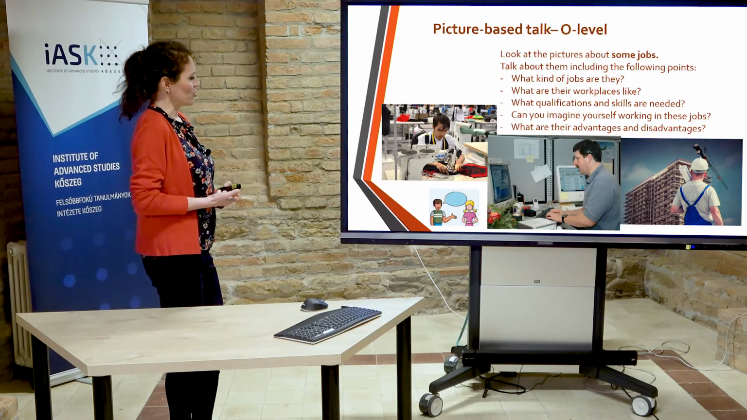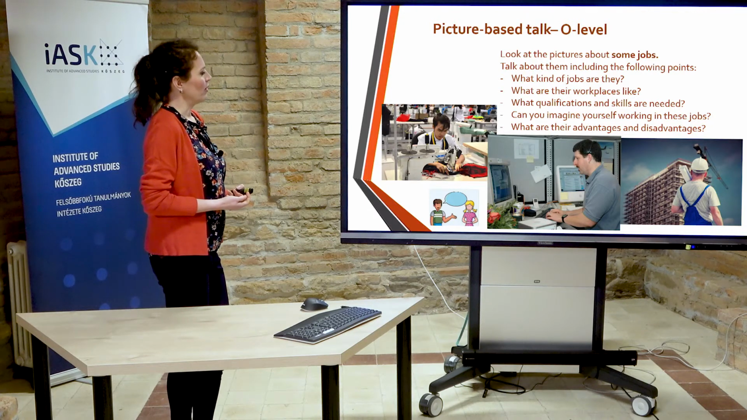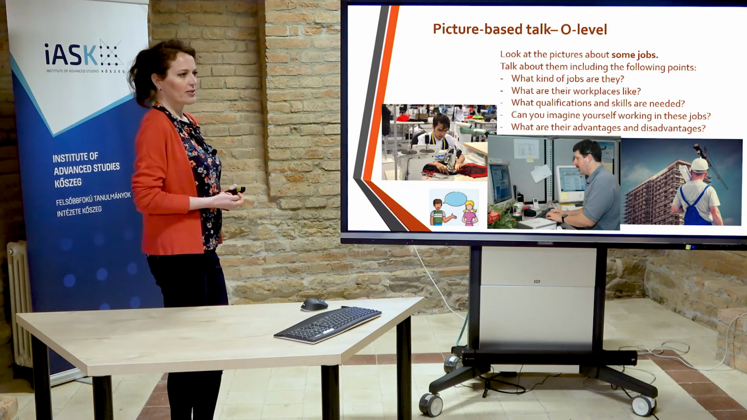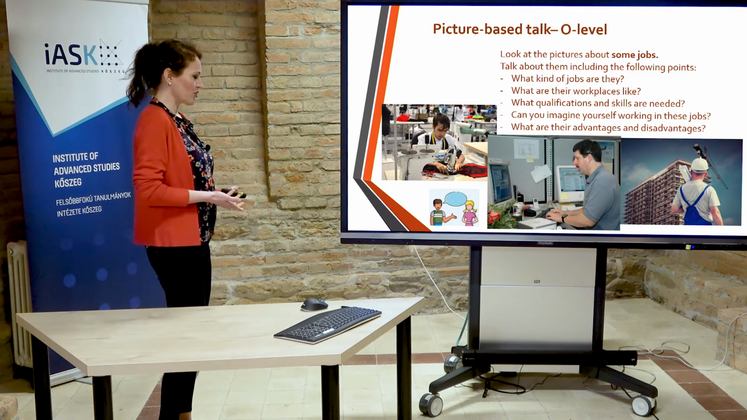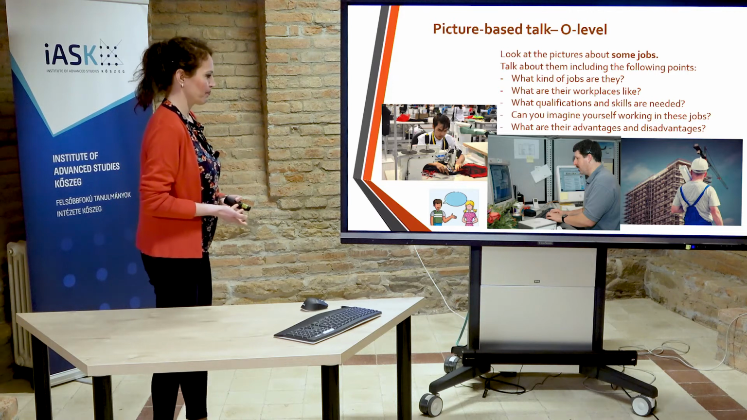The first picture shows a factory. Maybe a lot of people work in the same huge room, while in the second picture the guy is working in an office. It doesn't look a very big office, so maybe he's just on his own working there.